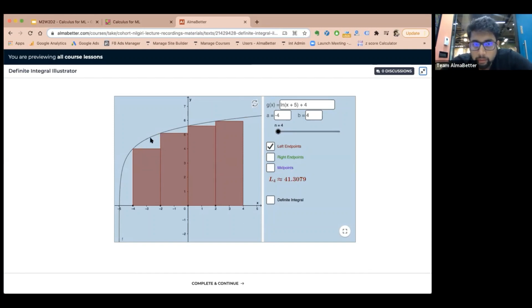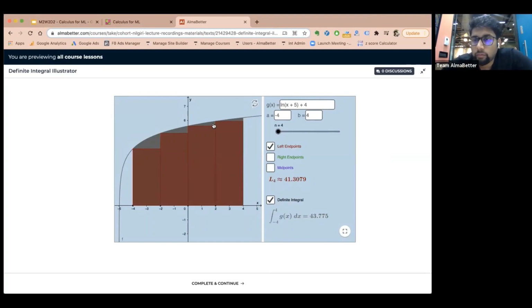Of course, we are leaving out some of the areas, right? So this will give us an approximate value. This is what L4 is. It's basically the area covered by all the four rectangles. So it comes around 41.3079. The definite integral, if you go via calculus and calculate it, will be around 43.775. The difference in these two areas is because these areas are not covered in this calculation, right? The spaces which are left.